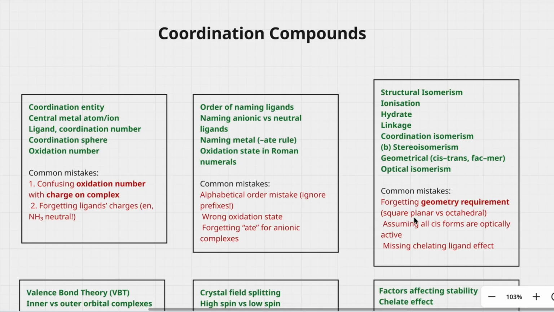And the common mistake that students tend to make is they forget the geometry requirement. They tend to ignore whether the compound is planar or octahedral. So you should be clear with it. Read the question properly and see what geometry it's asking for. Then also the common mistake that they make is they assume that all cis forms are optically active, but that's not really true. There are exceptions.